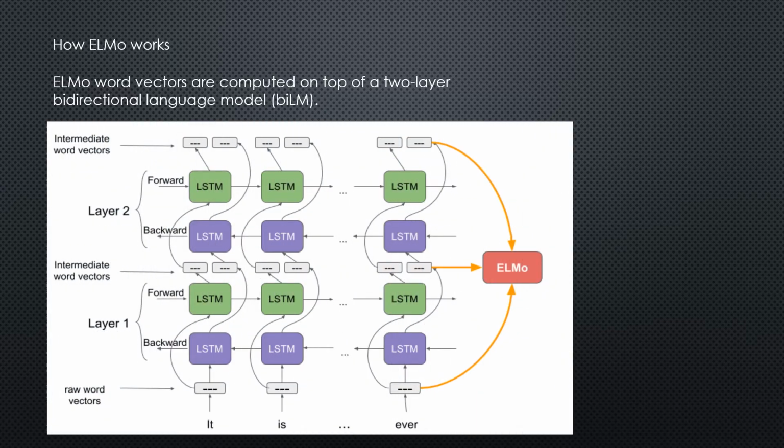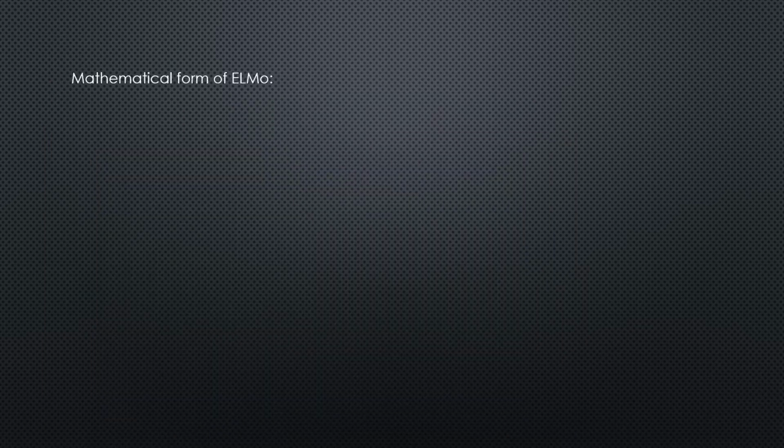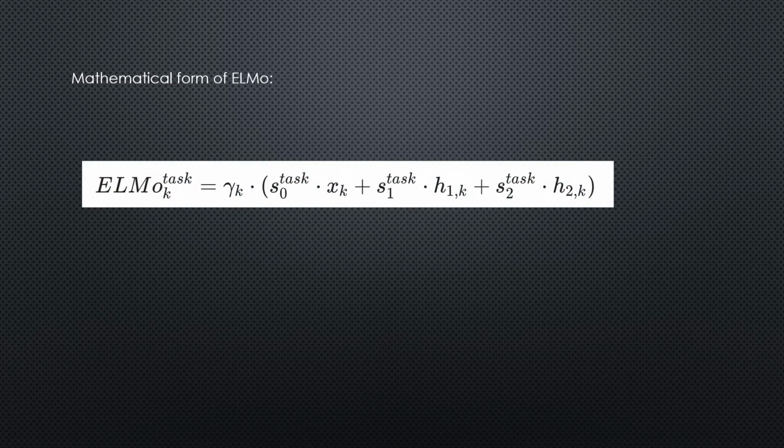And here's the bidirectional language model. So we can see here, ELMO is not a vector. It is a function to determine what the vector of the word should be according to its context. It is a combination of raw word vectors and intermediate word vectors from the first layer and the intermediate word vectors from the output of the second layer. And if we take a look at the mathematical form, we can see that ELMO itself is a function instead of a vector.